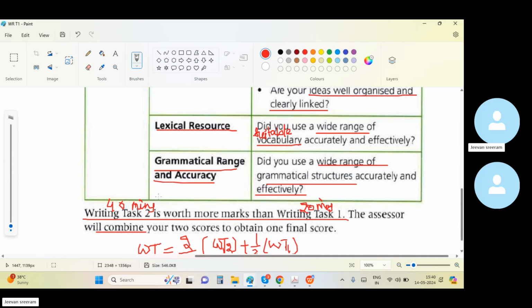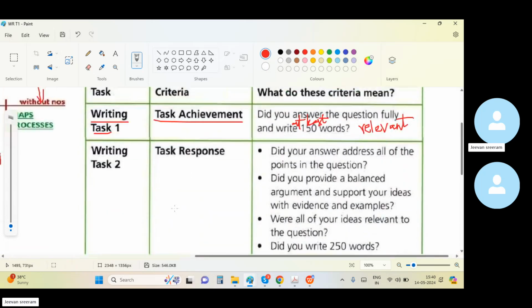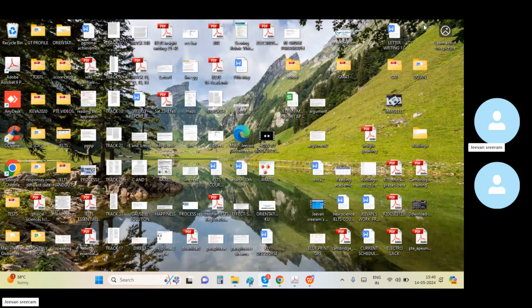Okay, so there might be some students who allocate only 15 minutes for writing task 1. It basically depends on their practice and proficiency. Maybe 45 minutes for writing task 2, as they want to give more priority to writing task 2 to score better, right? Because writing task 2 has more weightage. Okay, right. So this is the assessment criteria.